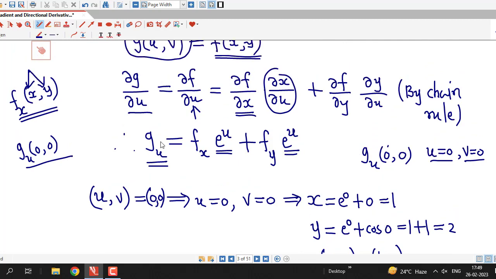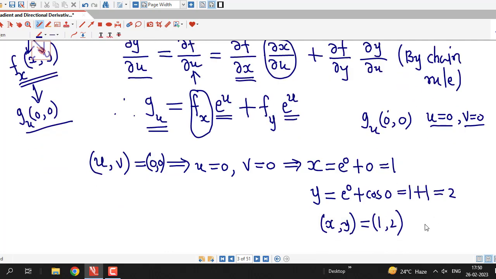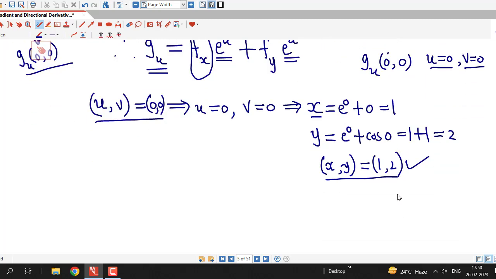So whenever I find del g by del u at (0,0), here I have to find del f by del x at this point (1,2), because f is a function of x and y, therefore del f by del x is a function of x and y. So whenever we take uv equal to (0,0), we have to find the corresponding values of x and y. So in the next step we consider the value of del g by del u at uv equal to (0,0).